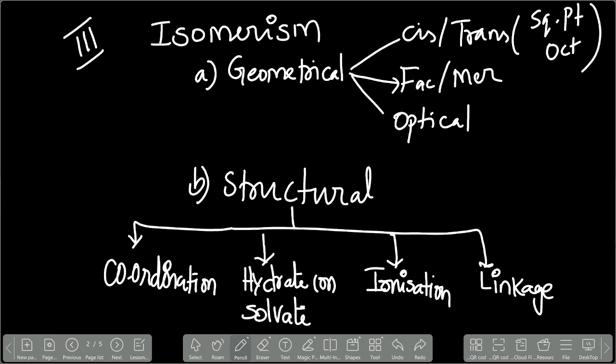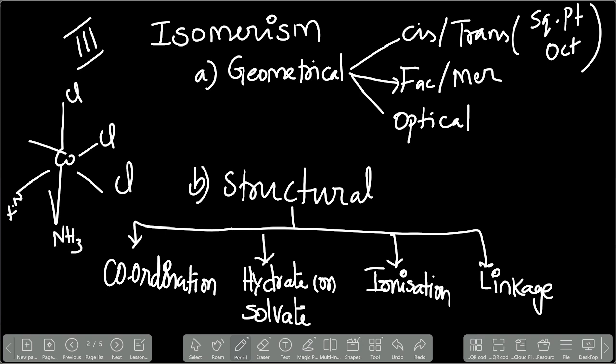The reason is the relative position of the ligands with the central atom is not equal, which means all the four bonds are not equal. Simply you can write it, right? And facial and meridional. Actually, when the ligands are placed at the corner of the face, then actually you can take Co, right? Cl, Cl, Cl, NH3, NH3, NH3.